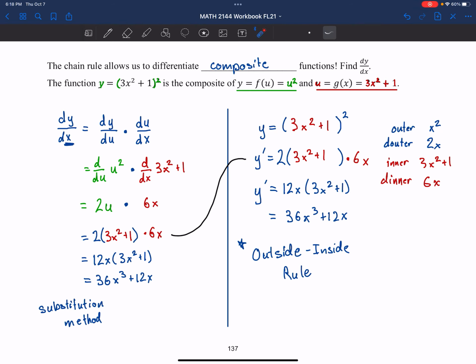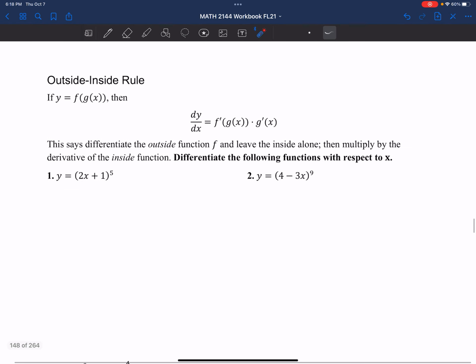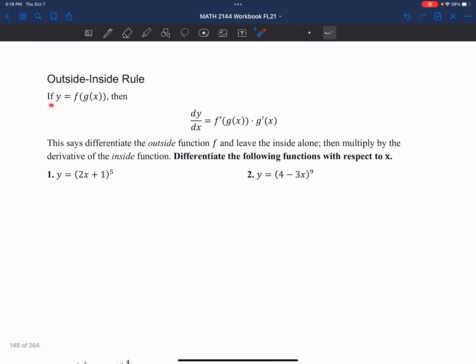So let's go to the next page where it's stated formally, and then we'll just do several examples throughout this lesson. So the outside-inside rule. If we're given a composite function, then the derivative of that function is the derivative of the outside, keeping the inside alone, and then multiplying it by the derivative of the inside. And again, this is stated in words. Differentiate the outside function and leave the inside alone, then multiply by the derivative of the inside function. So we're just going to do several examples.